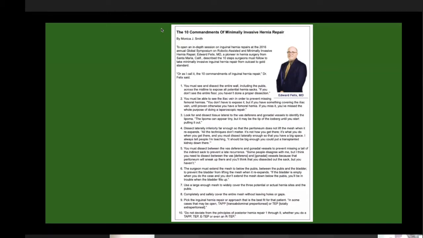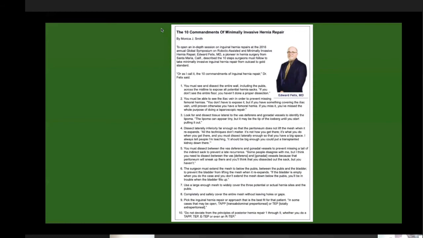Dissect laterally and inferiorly far enough so that the peritoneum does not lift the mesh up when it re-expands. All the techniques do not matter. It is not how you get there, but what you do when you get there. So make this place big enough so that you can have a transplanted kidney in place.